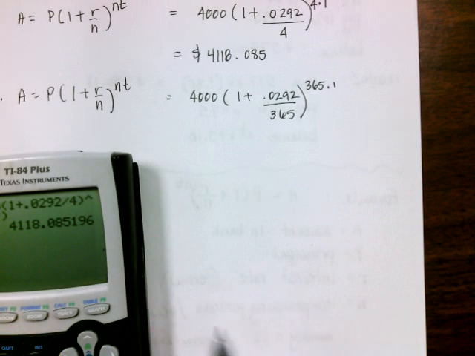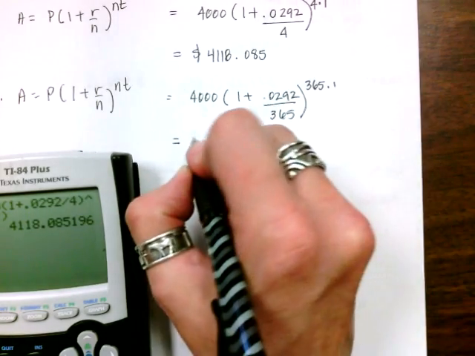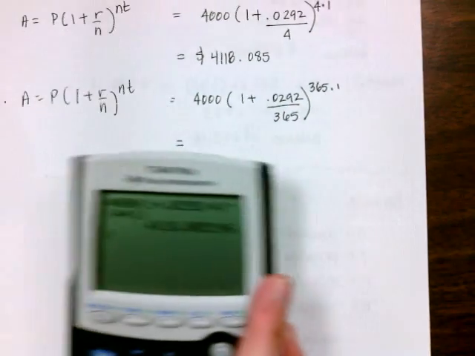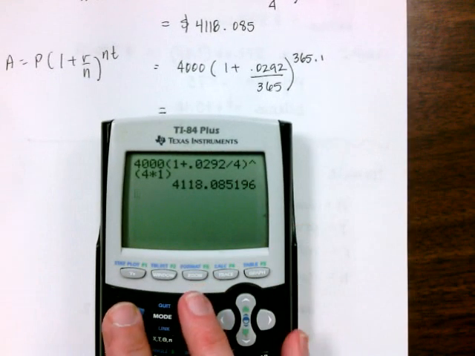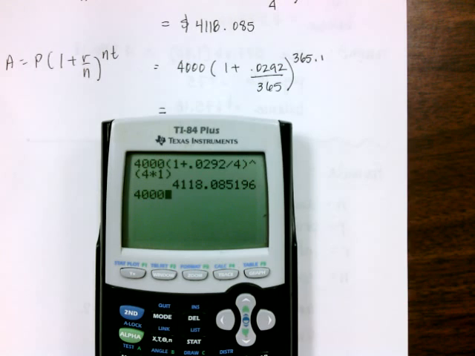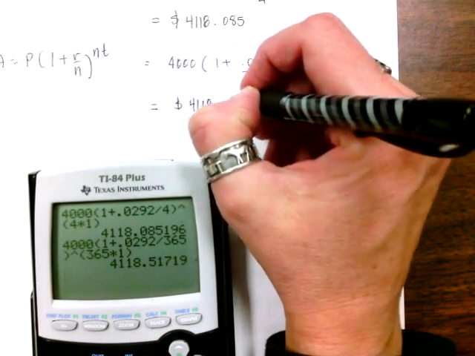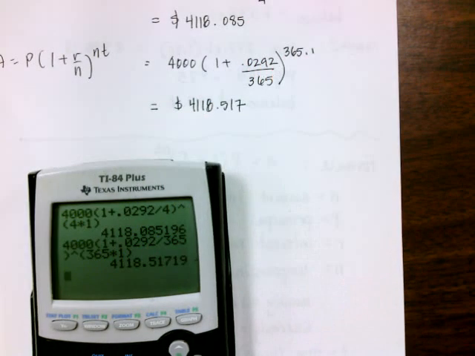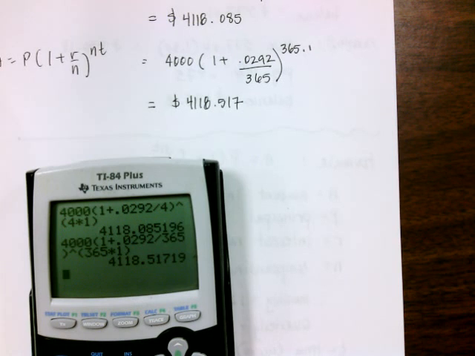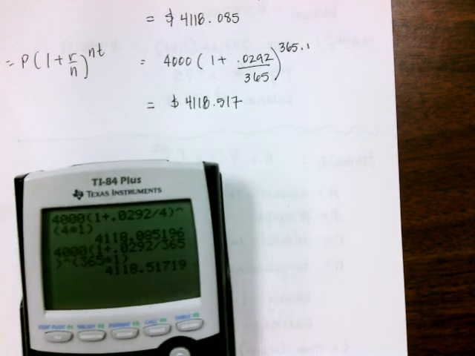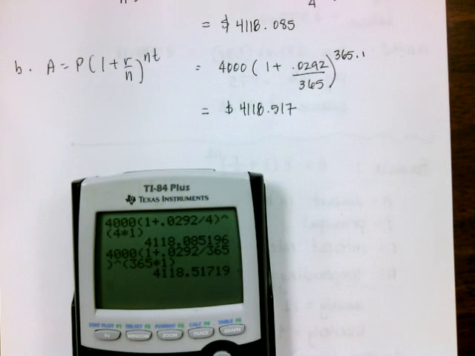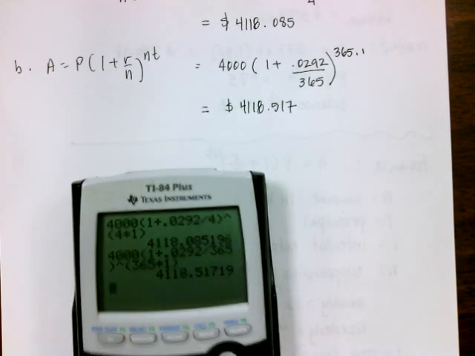Okay, and then when I do that math in my calculator, let me put it right here so you can see it. So I'm going to do 4,000 times 1 plus 0.0292 divided by 365 raised to the 365 times 1, and I get that compounding my interest daily is not significantly more. But what happens then if I were to change the number of years, then that value would get larger and larger significantly.